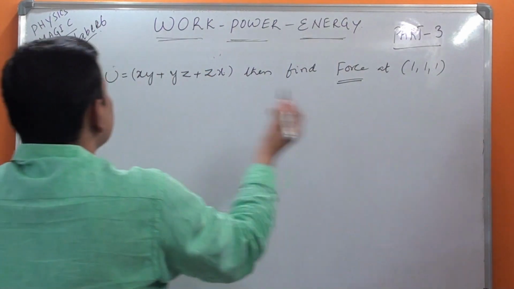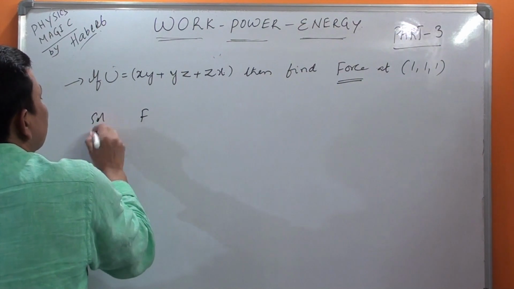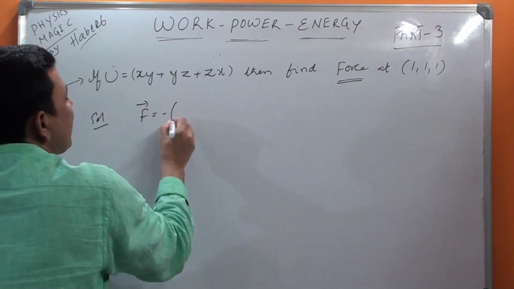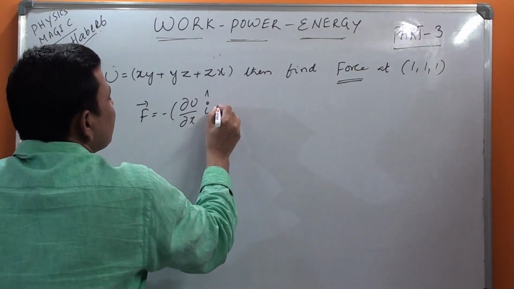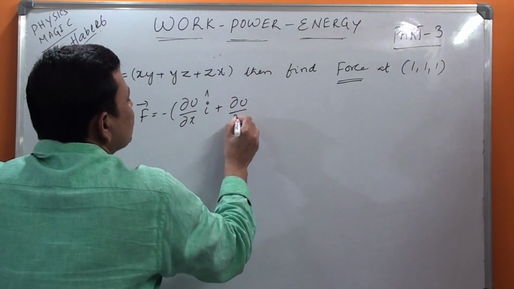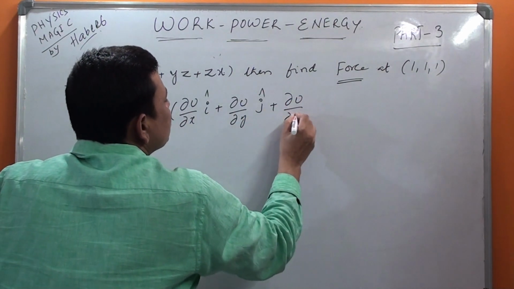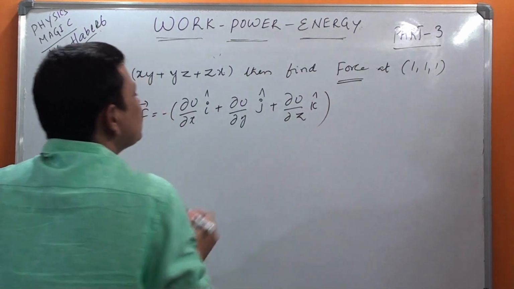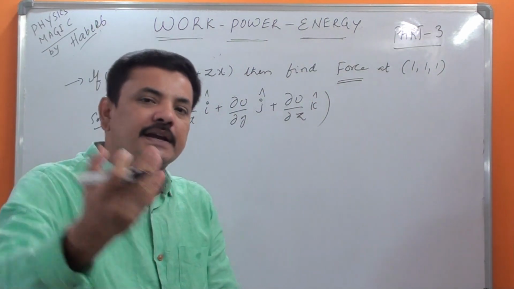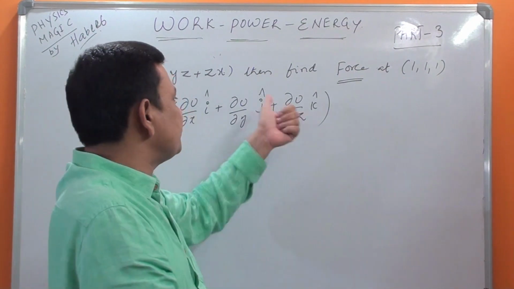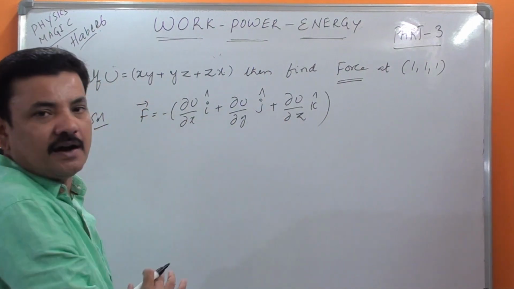This is the question. Now, we are doing the solution here. F bar is equal to minus (dou U by dou x into i cap plus dou U by dou y into j cap plus dou U by dou z into k cap). This question was previously asked, not in NEET, but in another medical competitive examination. So simply it is given like this. You know the formula.